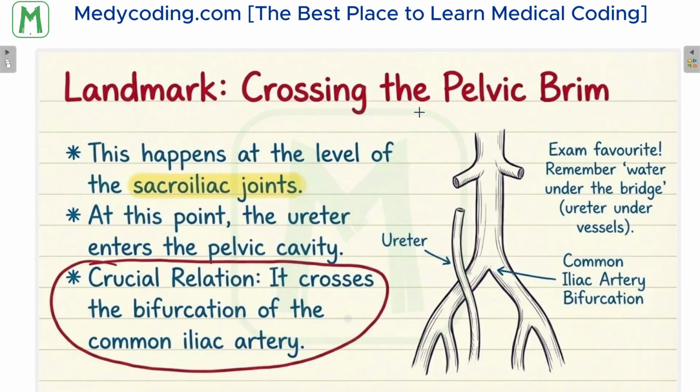The ureter also crosses an important pelvic region, that is the bifurcation of the common iliac artery. It is the point where the artery is divided into two arteries. One is the internal iliac artery and the other is the external iliac artery.